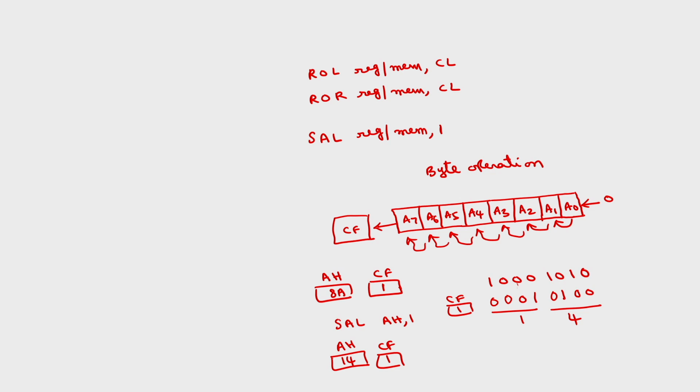Similarly, if you want to shift by multiple positions, I have this SAL register comma memory comma CL. Here also you have to take the number of times the shift operation is to be performed in CL, that CL has to be mentioned here. So this is for single bit shift, this is for multiple bit shift. Similarly, we have two shift right operations, one for 1 bit position, another for multiple bit positions.